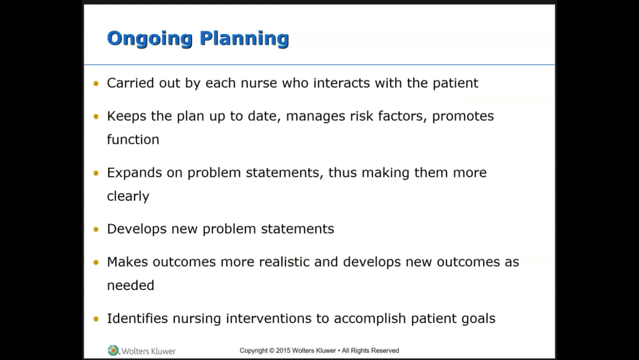Ongoing plan is carried out by any nurse who interacts with the patient. Ongoing planning keeps the plan up to date, helps manage risk factors, and helps promote function. The outcomes planning helps problem statements be more clear, helps develop new problem statements, and helps make outcomes more realistic, right? And helps identify nursing interventions that will help the patient reach these goals.